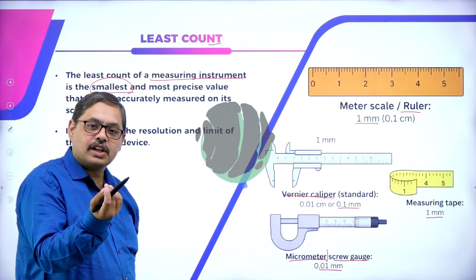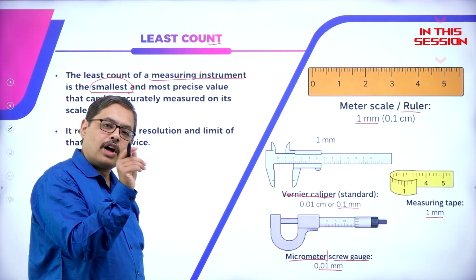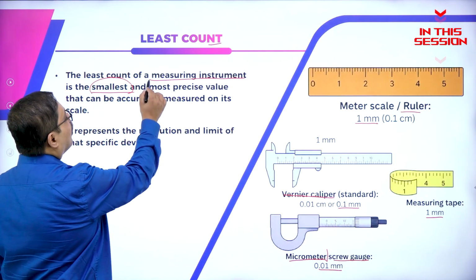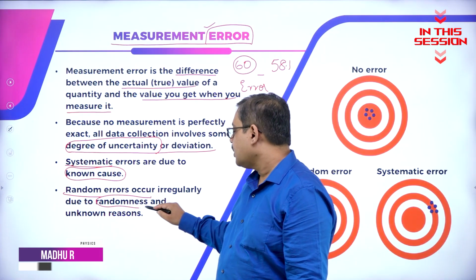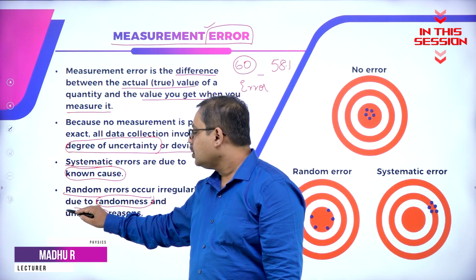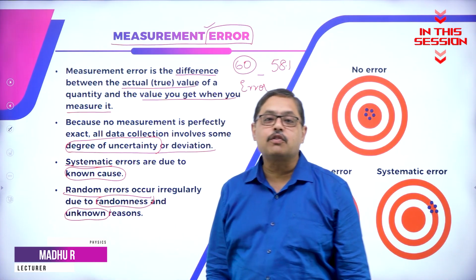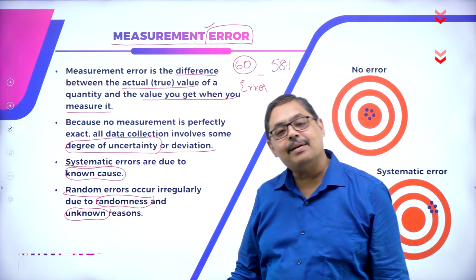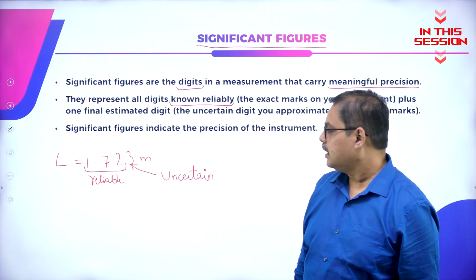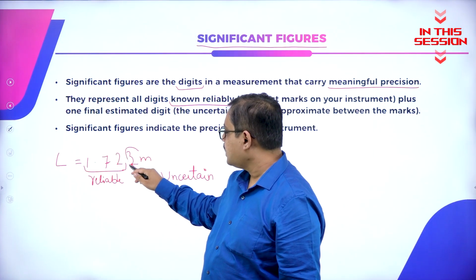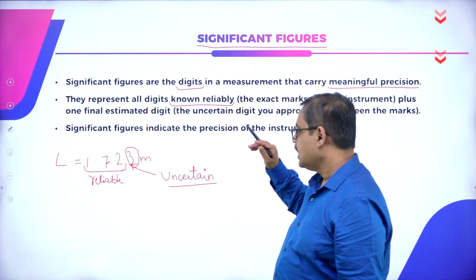So what is least count? Least count is the smallest measurement that can be done on a measuring instrument. Irregular, it is due to randomness, and I don't know the reasons for it. The reasons for this random error is unknown. Except the last number, all the other digits are called as reliable, and the last digit in the measured value is called as uncertain.